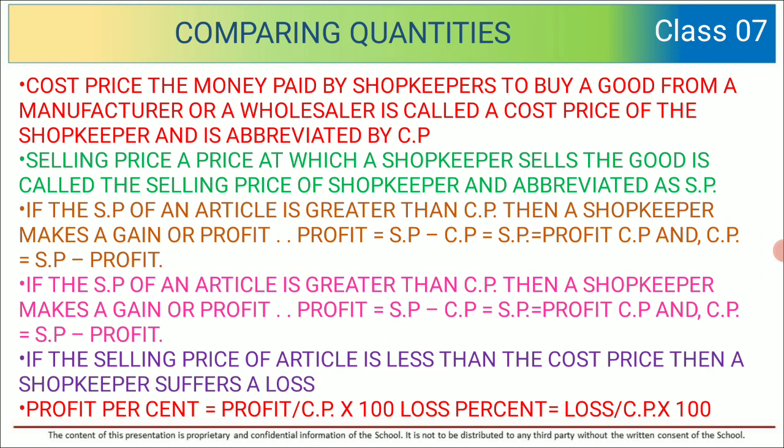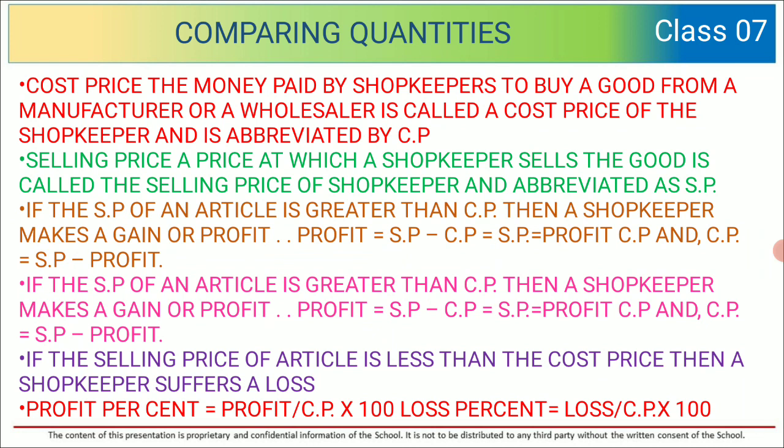So this is the difference between cost price and selling price. Cost price is the price at which the shopkeeper buys the things, and selling price is the price at which the shopkeeper sells the good.